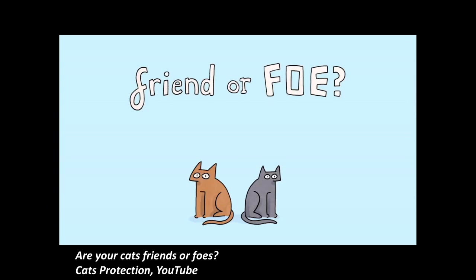It's one done by Cats Protection, the UK charity, and it goes through what to look for as an owner as signs that your cats get on. And importantly also then tells you what you can do in your house to make sure that if you have cats that are not best friends, that they can live as happy and calm and stress-free a life as possible in your company. So if you Google Cats Protection YouTube friend or foe, you'll be able to find this video resource.